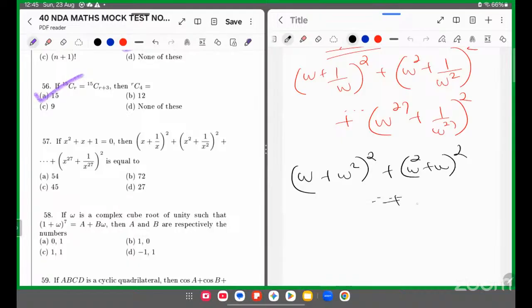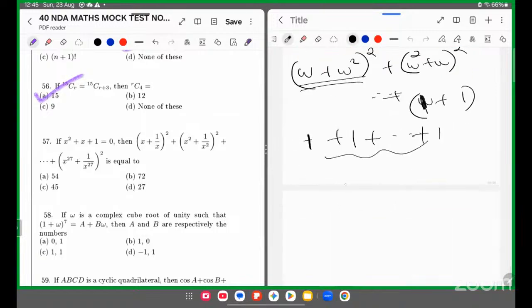Like that it will go up to omega raised to 27. 1 plus omega plus omega square is 0, so omega plus omega square is minus 1. So minus 1 square is plus 1. So plus 1, up to 1, 2, 3, 27. So 27 times will be there. So 27 into 1 becomes 27.